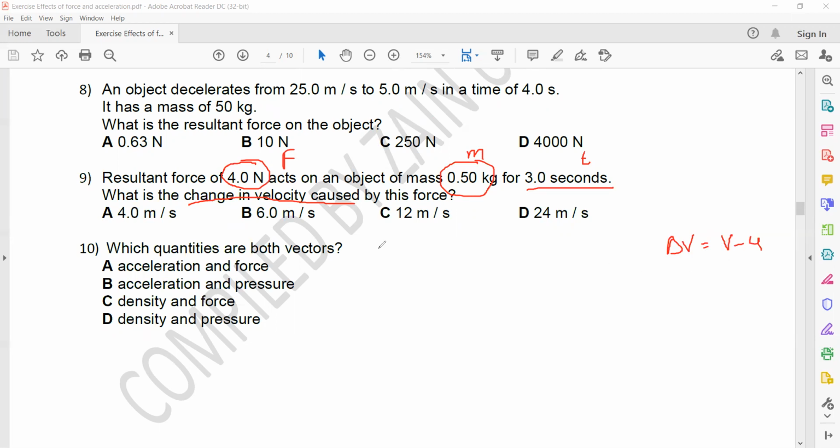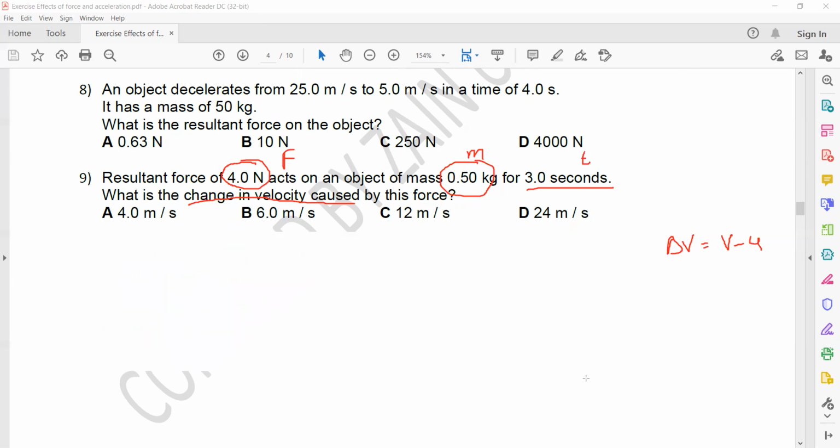First, again, we'll use a formula which relates force, mass, and acceleration. We have the formula F equals ma: force is equal to mass multiplied by acceleration. Force is 4 here, the mass is 0.5 and acceleration we don't know. First we are finding the acceleration. So 4 divided by 0.5, so 4 divided by half, will be equal to 8. So acceleration is 8 meters per second squared.